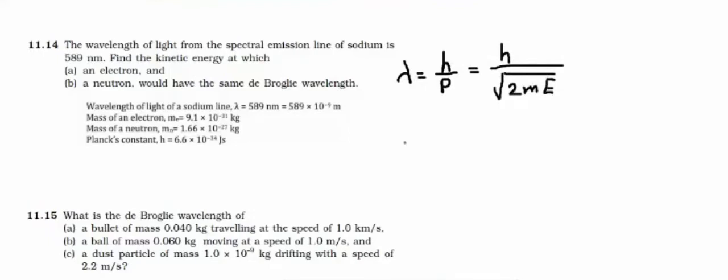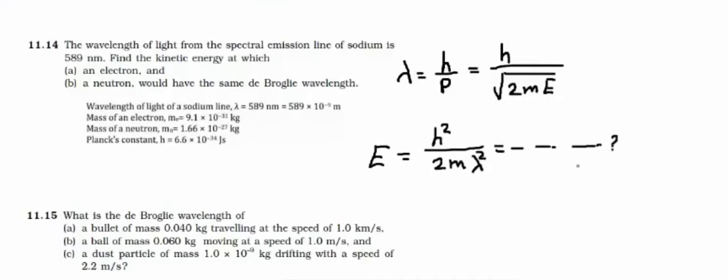Square the equation. You are asked to calculate the kinetic energy, so square the equation, then you will get E is equal to h square divided by 2m lambda square. Substitute the values, you will get energy. When you substitute the mass of electron, you will get the kinetic energy of electron. And again, you can substitute the same for neutrons.